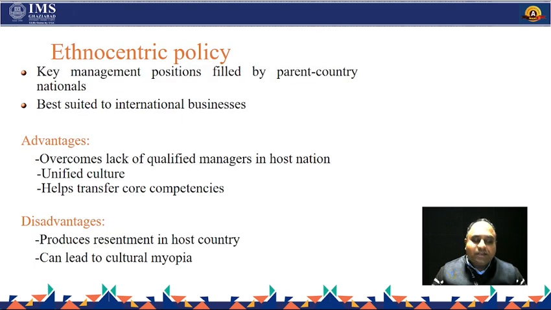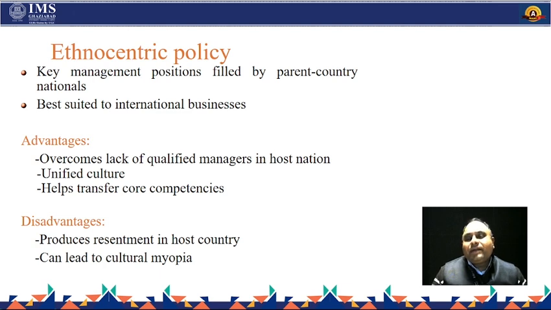What are the ethnocentric policies? You can see where key management positions are filled by the parent country nationals, best suited to international businesses, where there is a company that has presence in different corners of the countries. In that case, they send some people from their parent countries to different countries. So it's called ethnocentric policies.